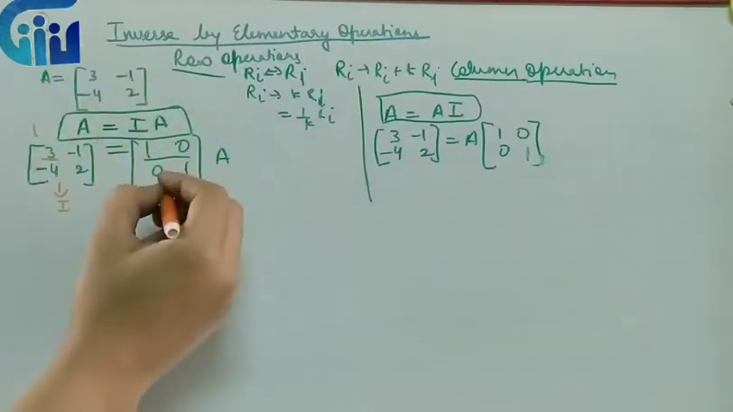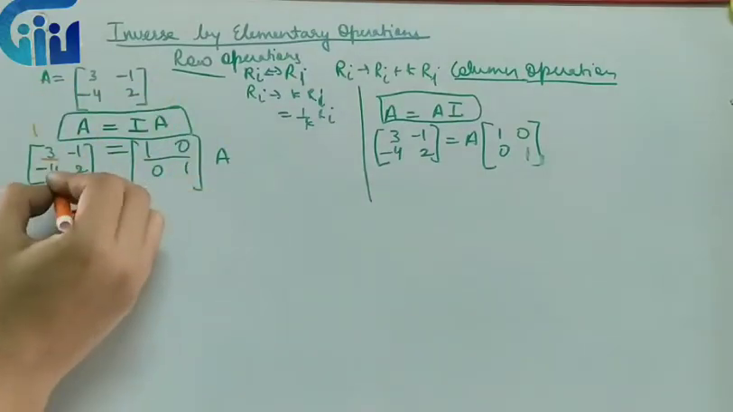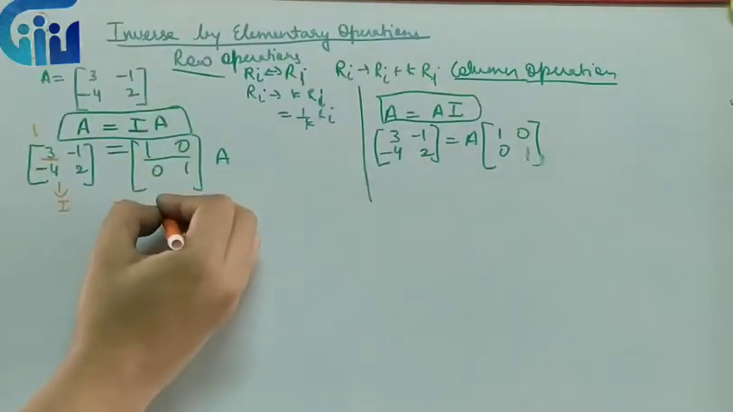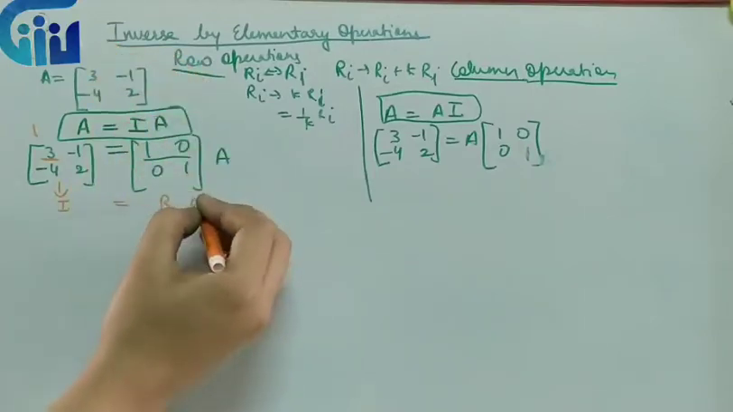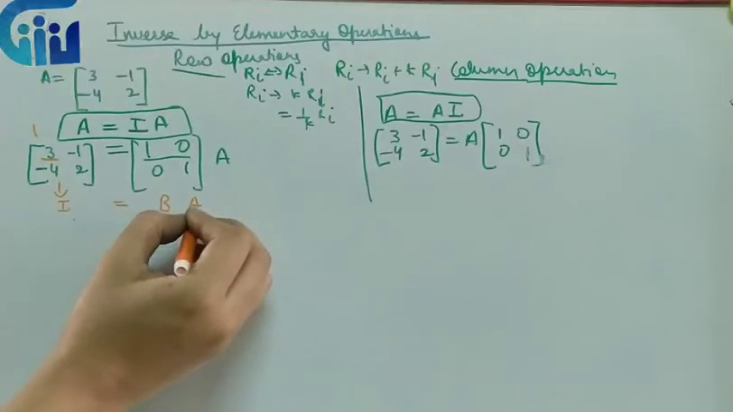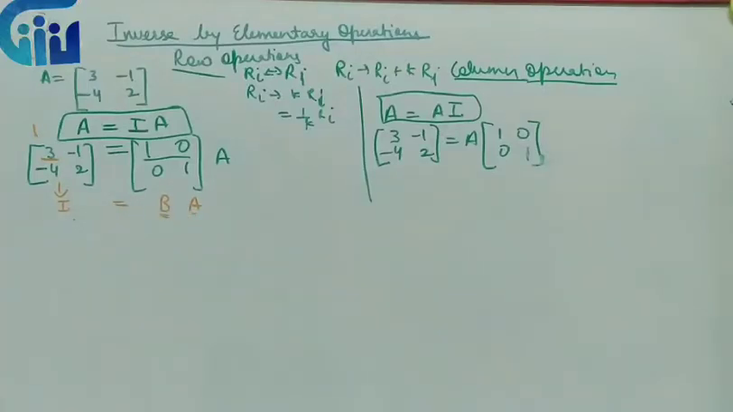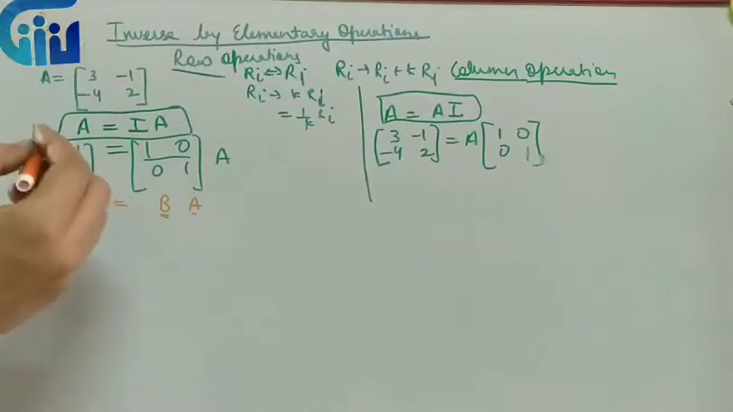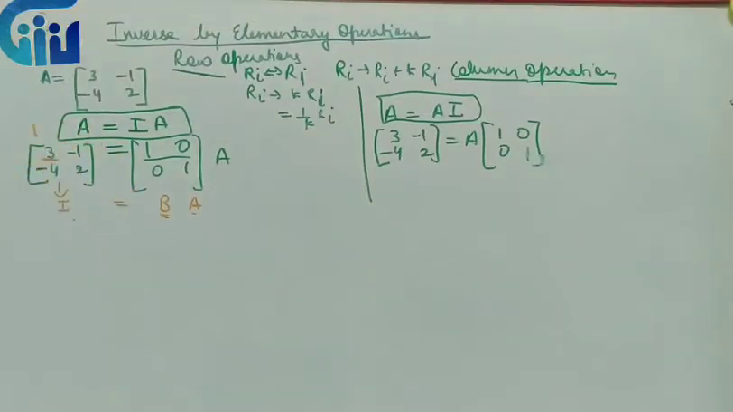In that course, this will also change. This will change to identity. This will change to some other matrix. Let's say B, and this is A. If the product of two matrices is identity, then it means both are inverse of each other. So this is my working for elementary operation. I will try to change this matrix to identity matrix so that I get inverse.